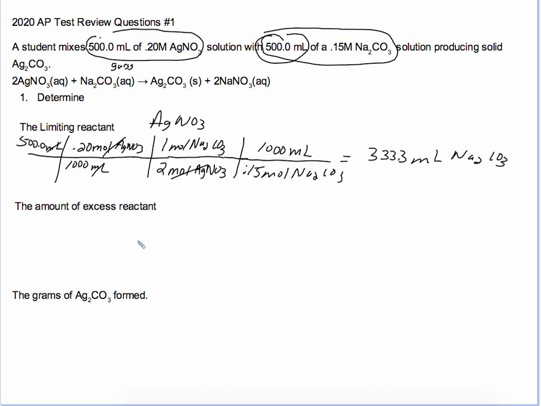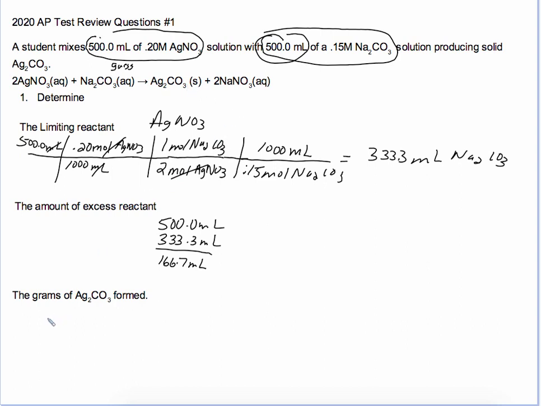Now, the amount of excess reagent: how much do you have left over? Well, you're starting off with 500 milliliters, and you're going to need 333.3 milliliters. So if you just subtract, you end up having 166.7 milliliters left over.